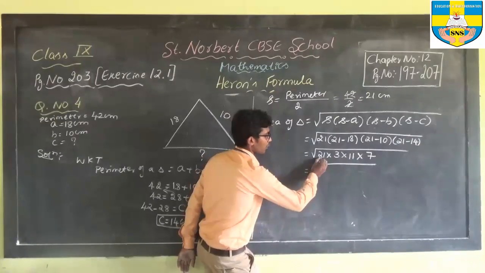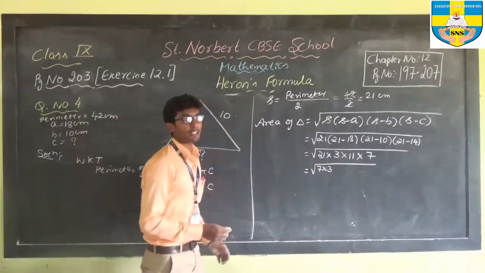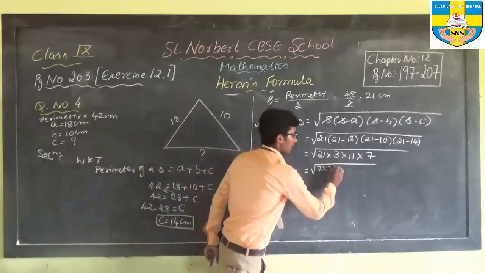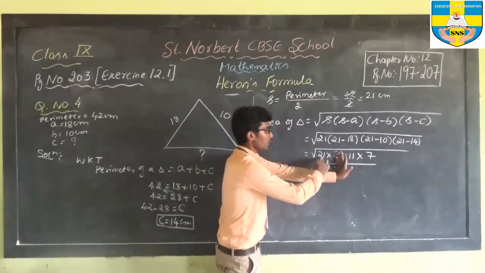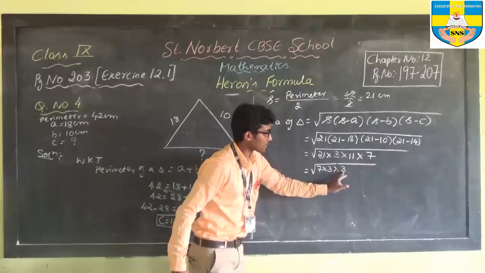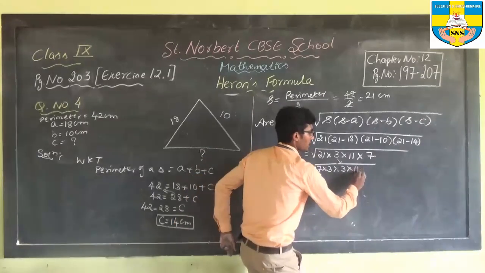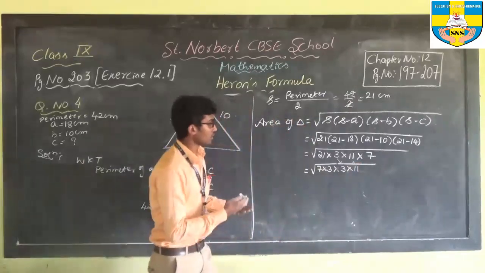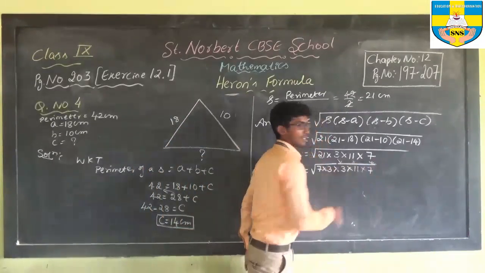Look at this. I can write 21 as 7 threes. If it is possible to write 7 threes, let me write this 3 as it is. So look at this, be careful. 21, I converted 21 as 7 into 3. This 3 as it is we are writing. This 3 we are writing as it is. 11 also I can't change. 11 is also a prime number. 3 is also a prime number. 7 is also a prime number. You can't do any changes.